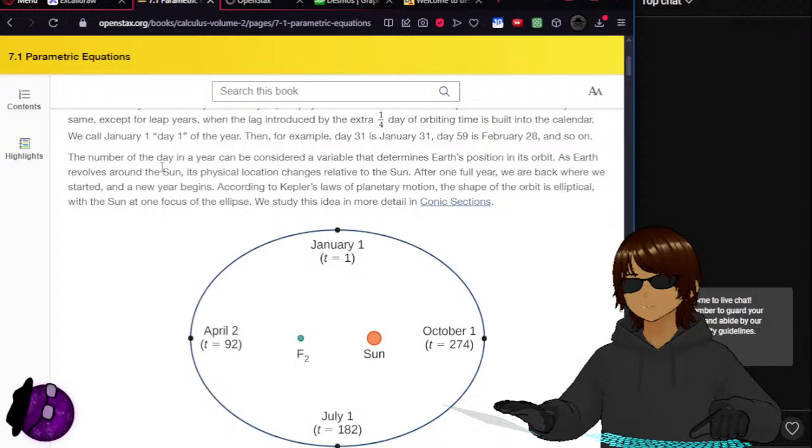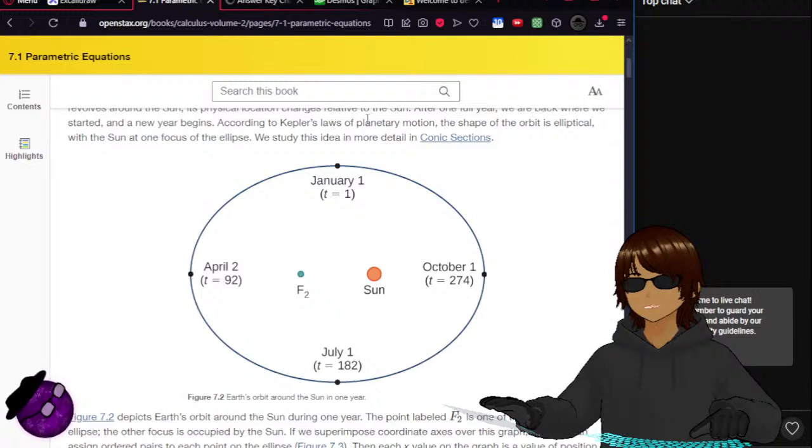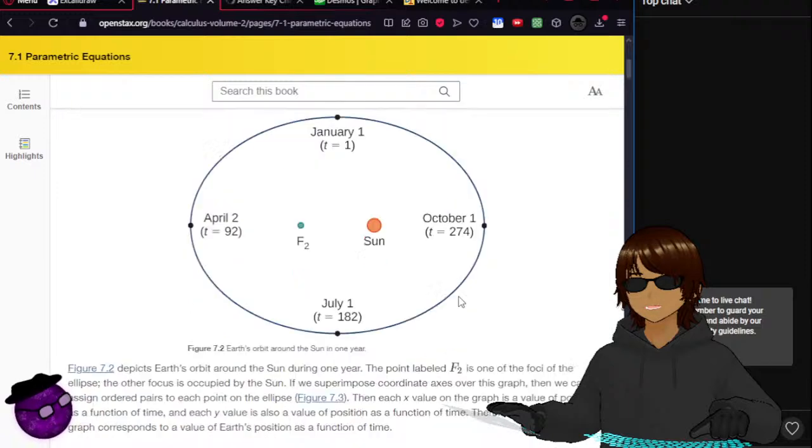The number of the day in a year can be considered a variable that determines Earth's position in its orbit. As Earth revolves around the Sun, its physical location changes relative to the Sun. After one full year, we are back where we started, and a new year begins. According to Kepler's laws of planetary motion, the shape of the orbit is elliptical, with the Sun at one focus of the ellipse. We will study this idea in more detail in conic sections. Okay.